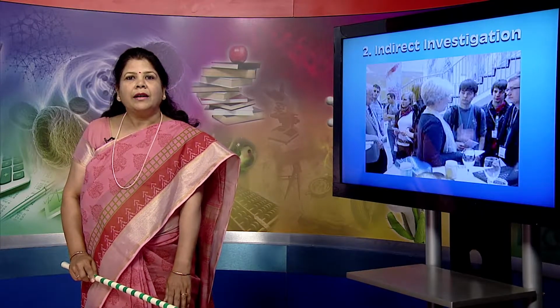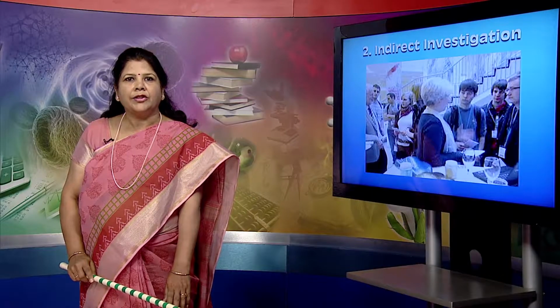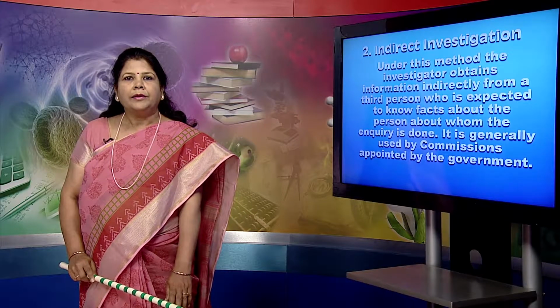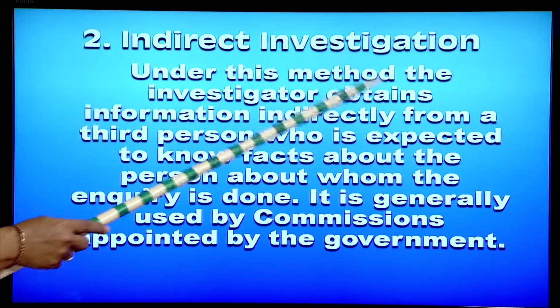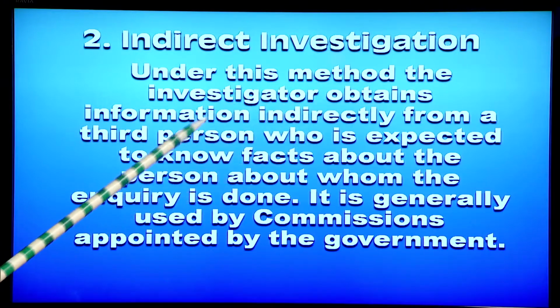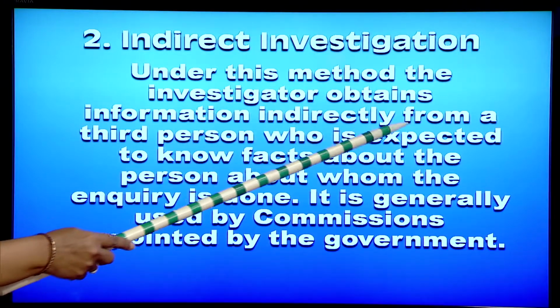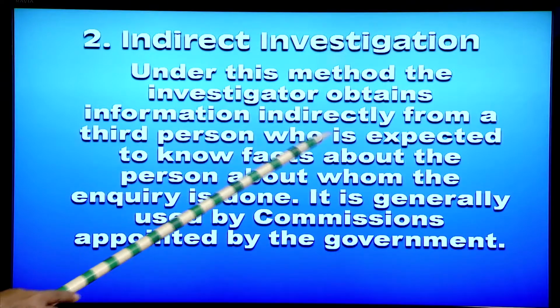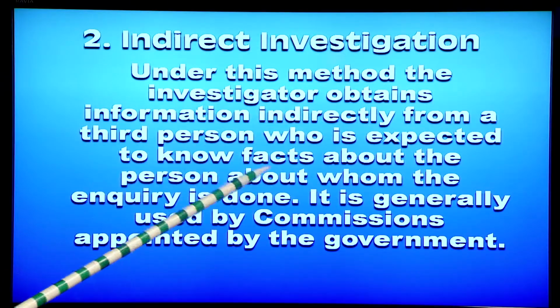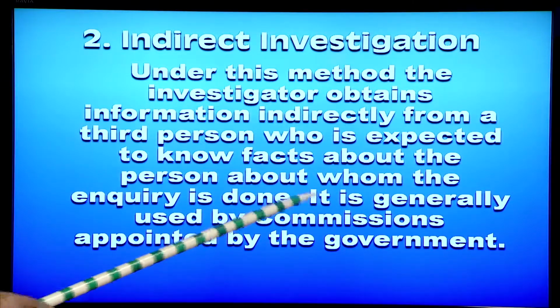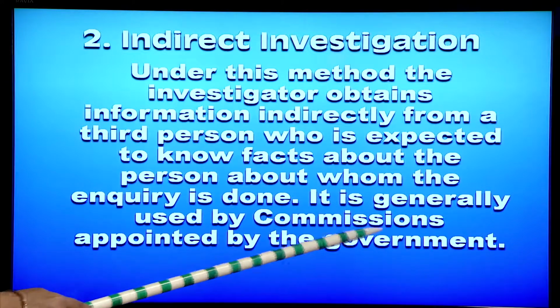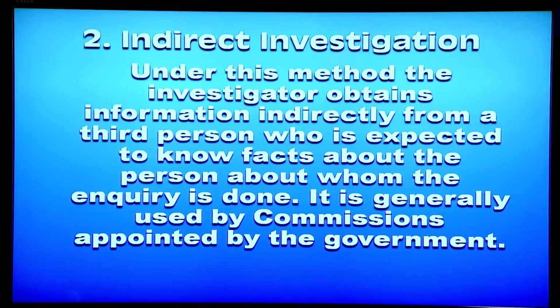Here we can see an indirect personal investigation happening. In case of an indirect investigation, the investigator obtains information indirectly from a third person who is expected to know facts about the person about whom the inquiry is done. It is generally used by commissions appointed by the government. Even in case of an accident, for example, the police may use this.